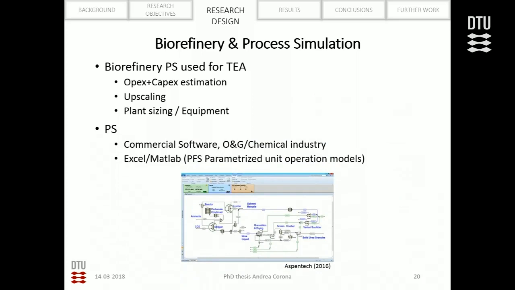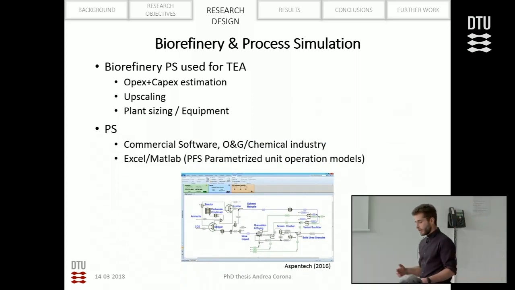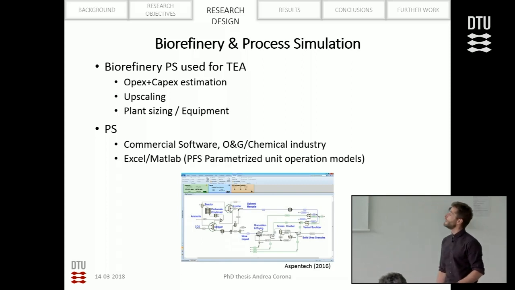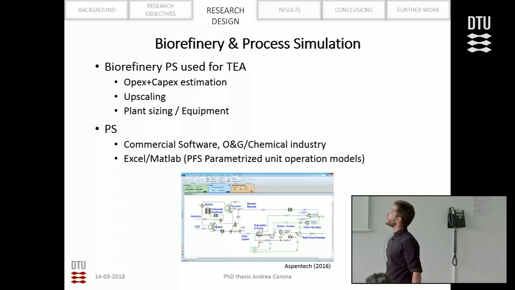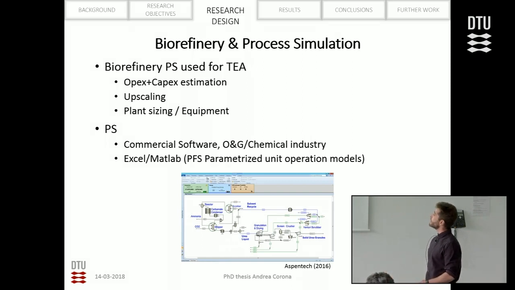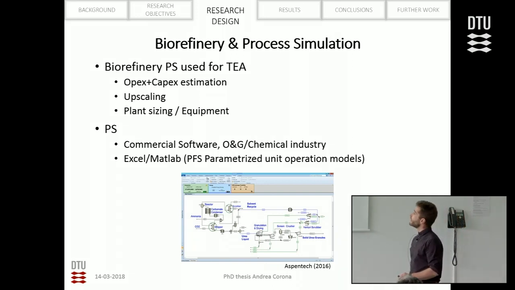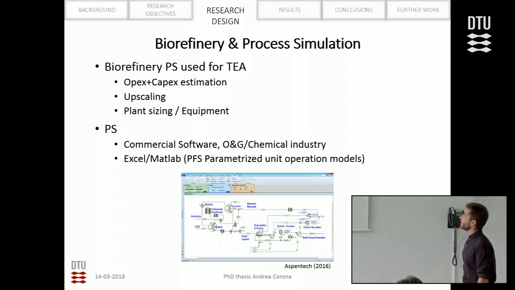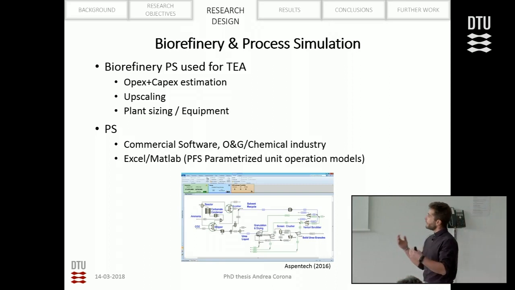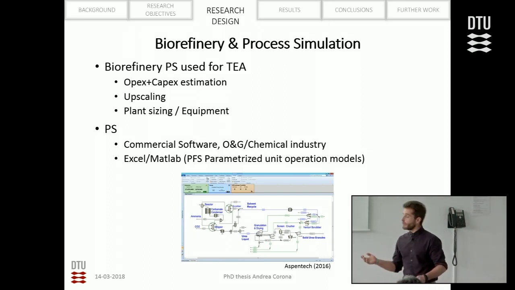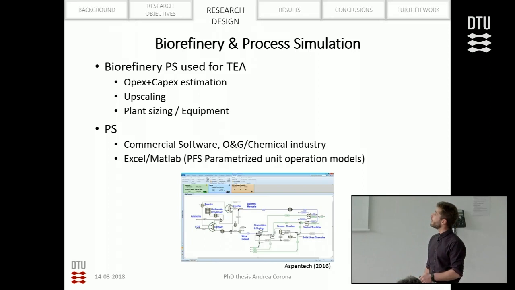Process simulations are generally done on commercial software that comes mainly from the oil and gas and the chemical industry, but it can also be done in a more simplified manner on a classic spreadsheet. In the figure here, you can see a screenshot from one of the most used process simulation software for the chemical industry, which is Aspen, and it looks a little bit like Gabi. You have your process, you drag and drop, you connect the flows, and then you define the parameters, and then you let the software calculate the equilibrium, where you can estimate the energy consumption and the different streams moving inside the biorefinery.